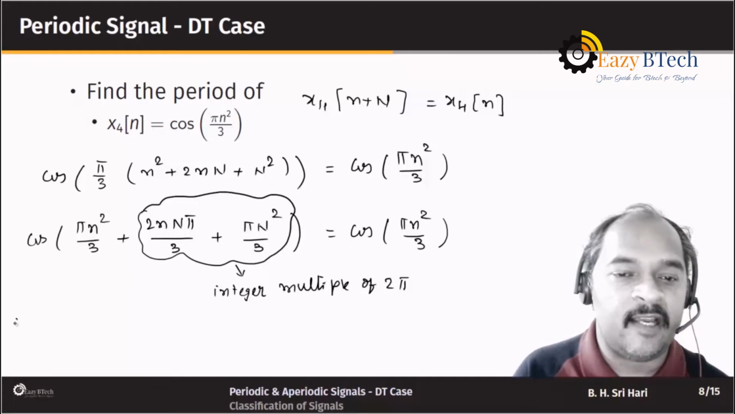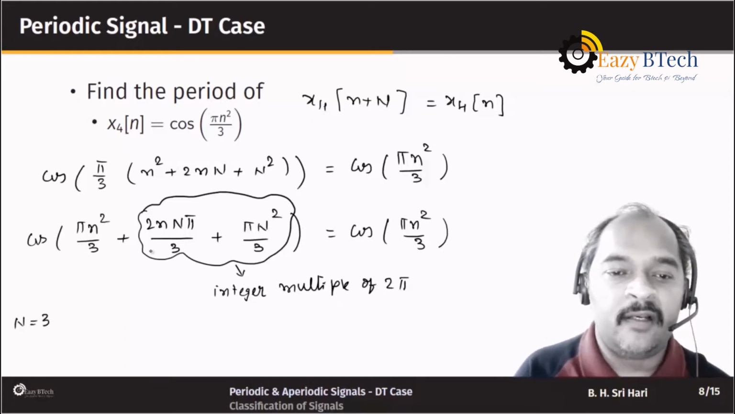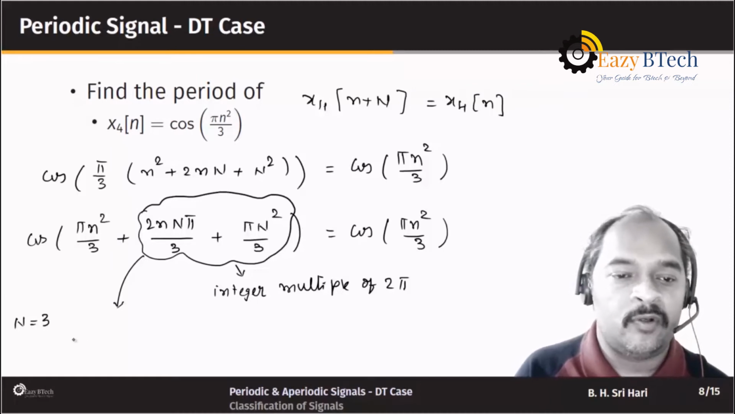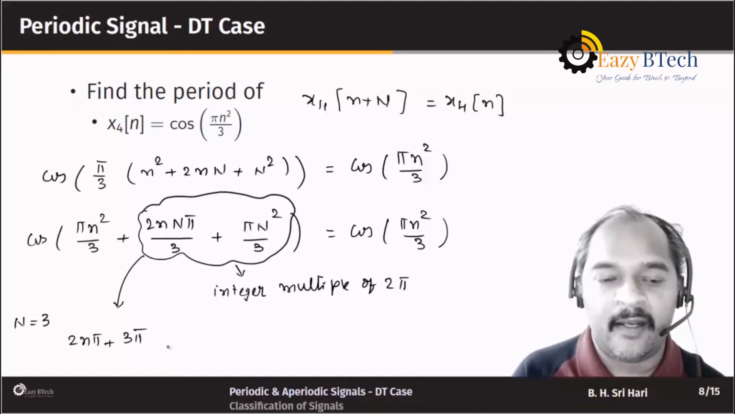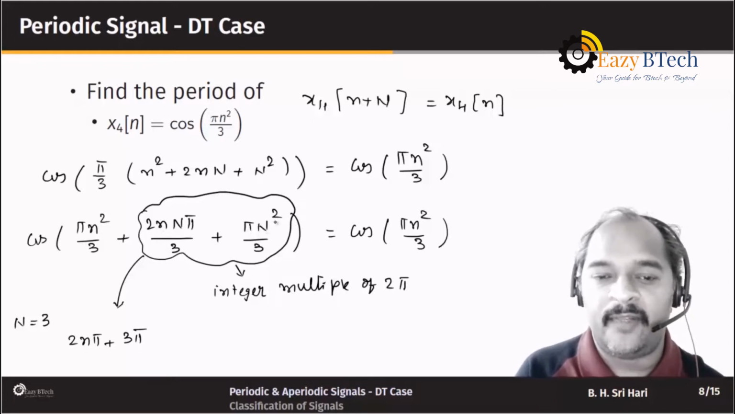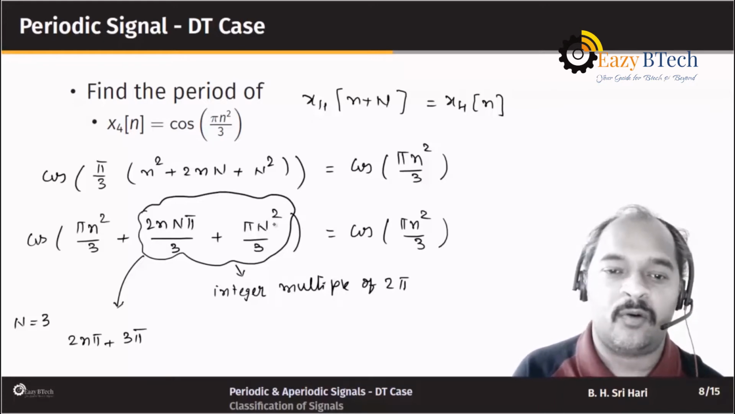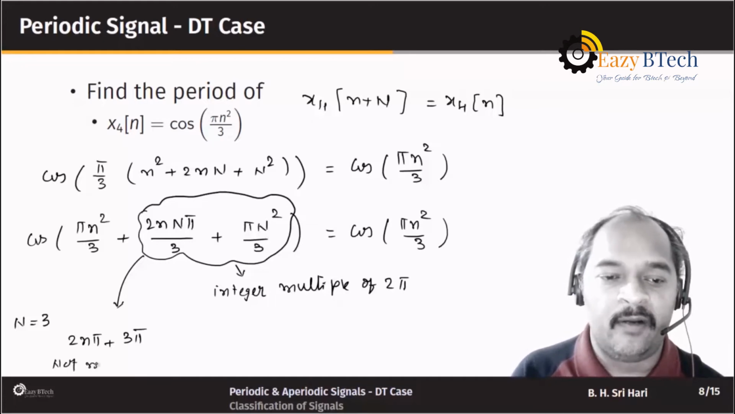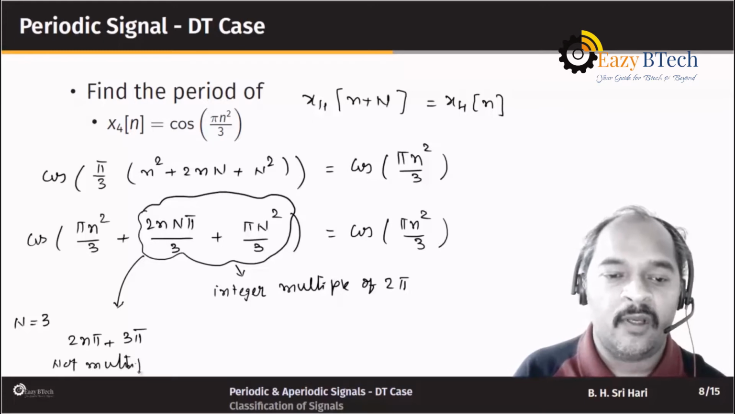Let us replace capital N with 3. So what will happen if you replace N with 3? That will become 2n pi plus 3 pi. If we replace N with 3, the 3 will get cancelled and you will get 2n pi. Then 9 by 3, which is 3, multiplied with pi is 3 pi. So this is not a multiple of 2 pi, so that is ruled out.